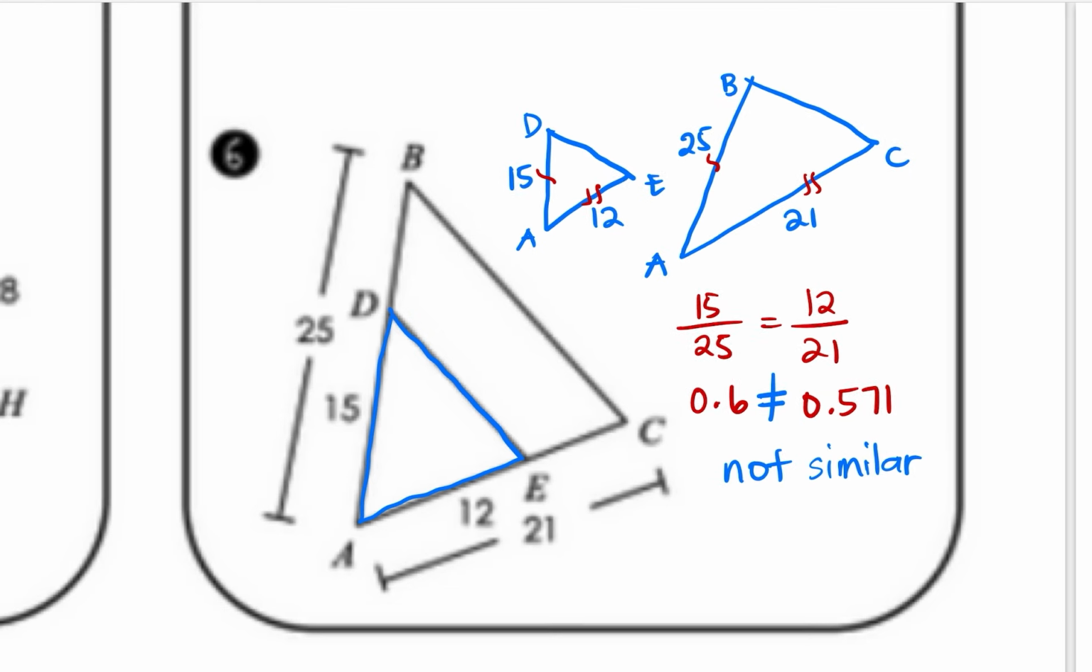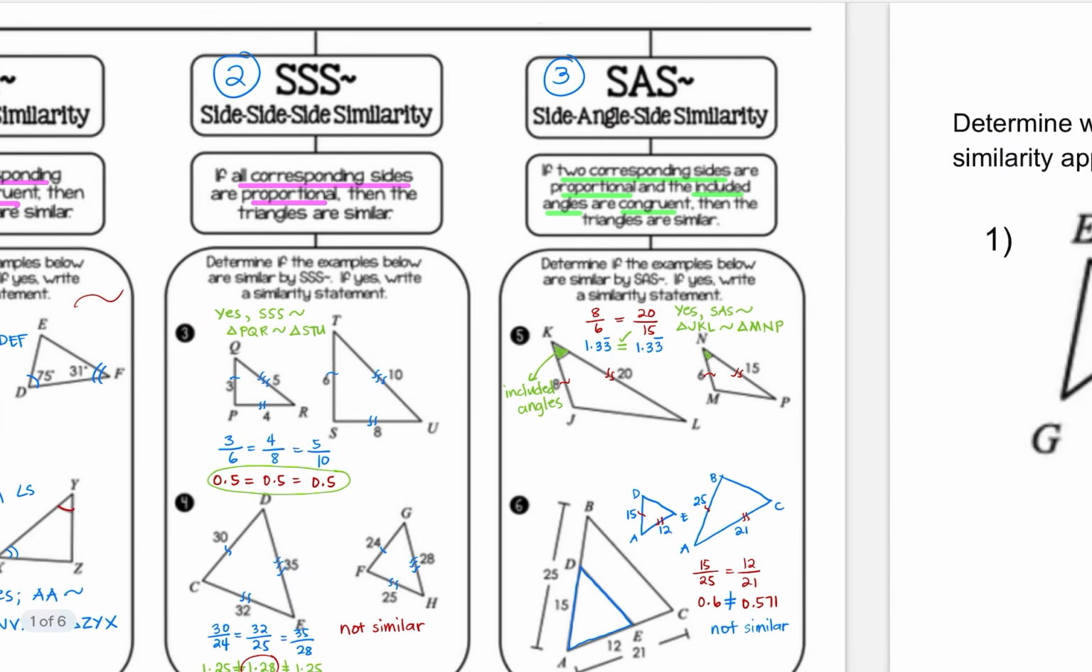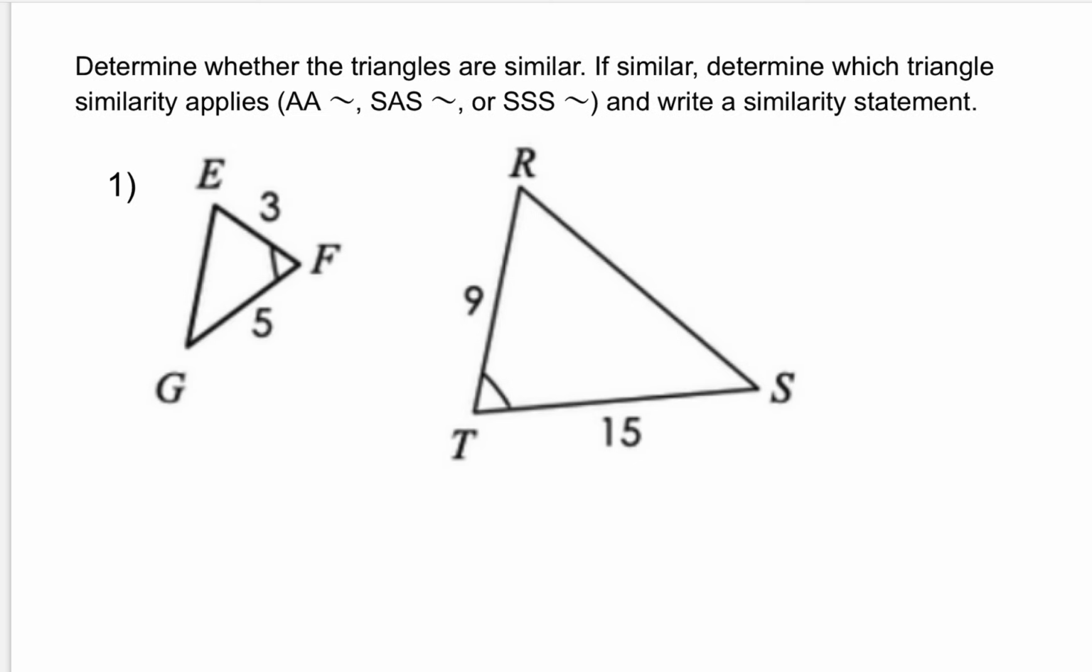Okay, so let us apply this information using this problem right here. So determine whether the triangles are similar. If similar, determine which triangle similarity applies, whether it's AA similarity, SAS similarity, or SSS similarity. Then we are going to write a similarity statement.